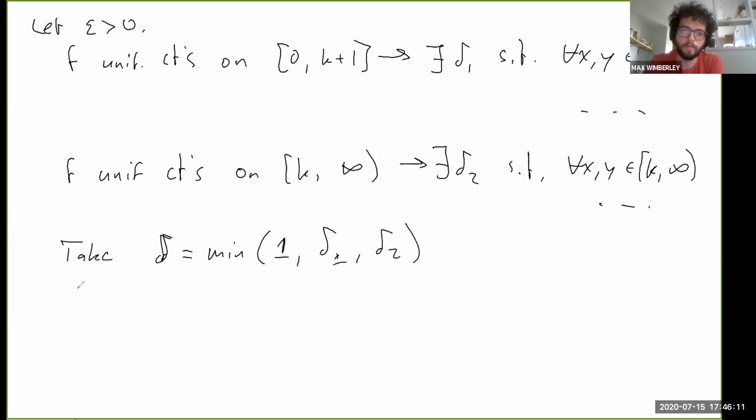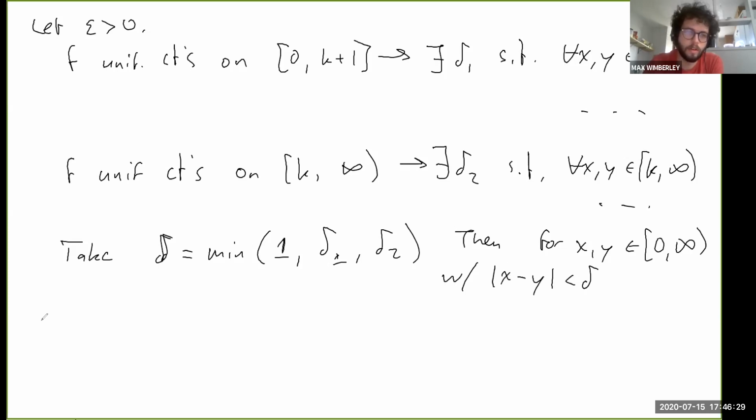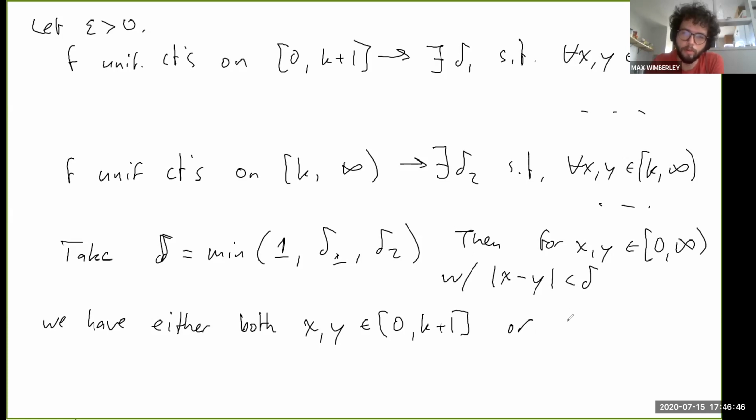Right. So then for x, y in [0, infinity) with |x minus y| less than delta, we have either both x and y are in [0, k+1], or both x and y are in [k, infinity), right?